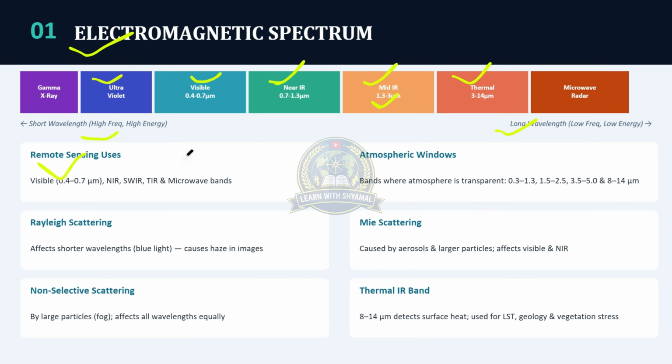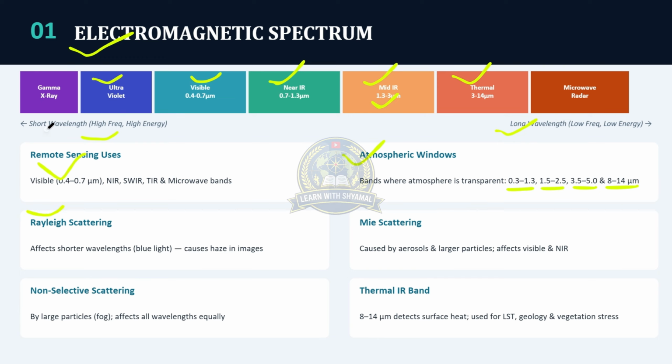Remote sensing uses visible, that is 0.4 to 0.7 micrometer, near infrared, SWIR, TIR, thermal infrared, and microwave bands. Atmospheric windows, that means bands where the atmosphere is transparent: 0.3 to 1.3, 1.5 to 2.5, 3.5 to 5.0, and 8 to 14 micrometer.